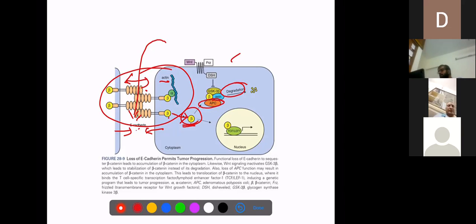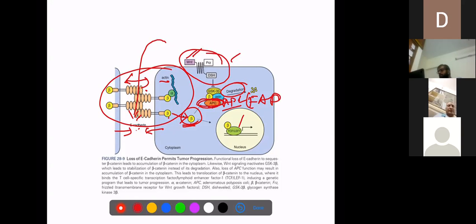Once it is not degraded by phosphorylation by the APC, when the APC is normal, it is not going to cause a tumor. But when the APC is also mutated, like in the case of familial adenomatous polyposis, this beta catenin enters the nucleus and promotes cellular proliferation by targeting specific genes. There is one more thing called WNT. Normally, this WNT signaling pathway is silent. Sometimes in certain genes, this WNT signaling pathway may get activated and it inhibits the APC.